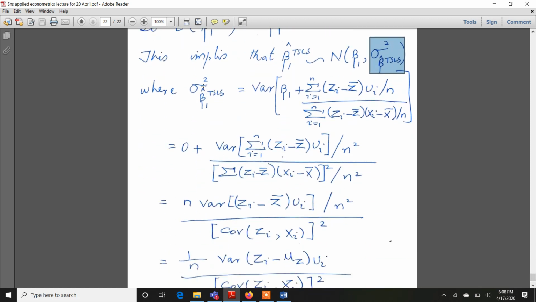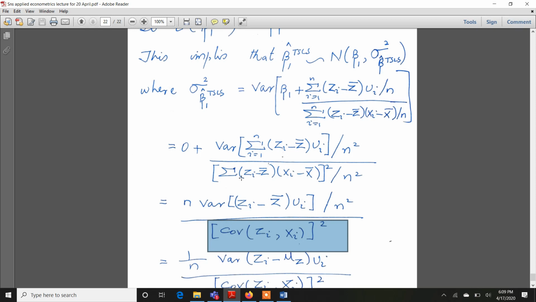Okay, so this variance of TSLS is the variance of the formula that we just wrote, right? Now I'm using that formula where we have n in the numerator and denominator. So we know that beta 1 is a constant, the variance of a constant is 0, plus the variance of this part, right? And this is again a constant, so it is squared, right?